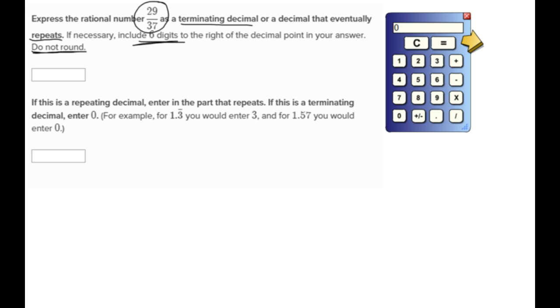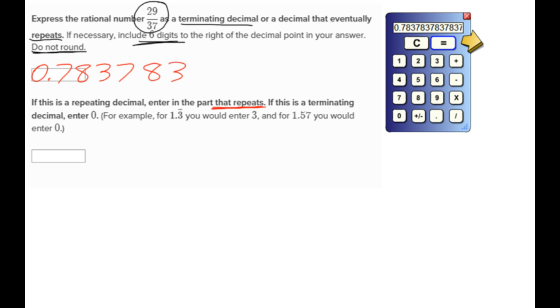So again, remember, 29 goes in the calculator first, divided by 37, and that equals point. And again, we go 6 places. So here we're going to write 0.783783. One more place, 3. So now it says if this is a repeating decimal, enter the part that repeats.